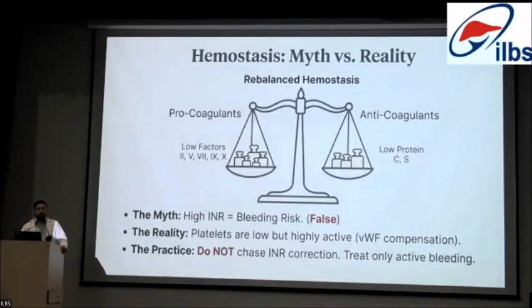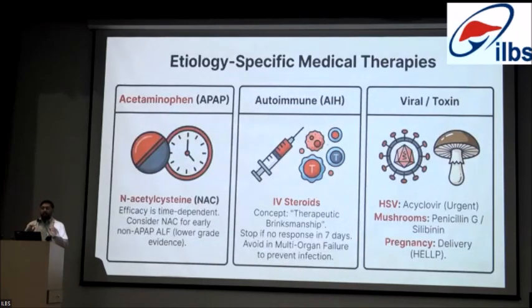Now hemostasis. As we all know, INR is high in these patients, but do they bleed? Actually, the bleeding risk is not high with high INR, because although platelets are low, the system is highly active because of von Willebrand factor compensation. So we do not chase INR, we do not correct INR unless we think there is a risk of active bleeding.